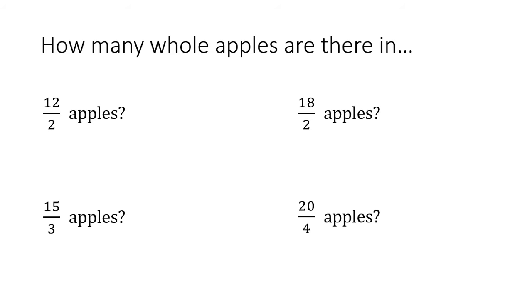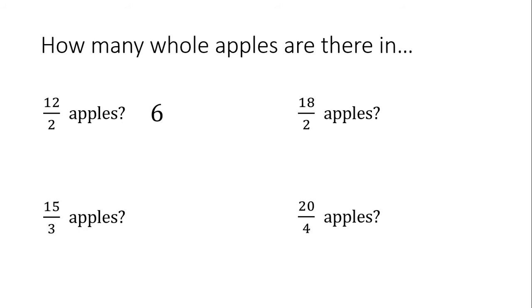In the top left corner, the question is, how many whole apples are there in 12 halves of apples? 12 halves. Well, that's just 12 divided by 2. And we know that 12 divided by 2 is 6, because 6 times 2 is 12. So it would be 6 whole apples.